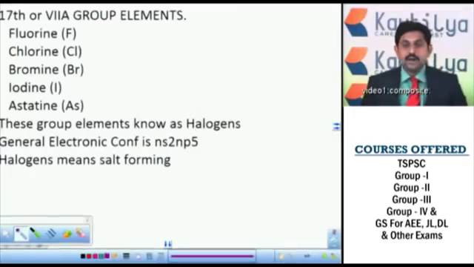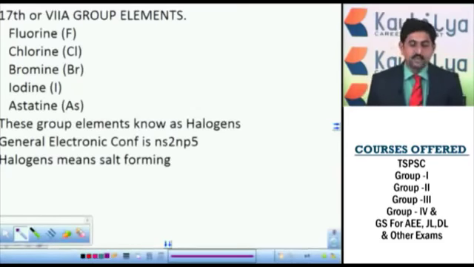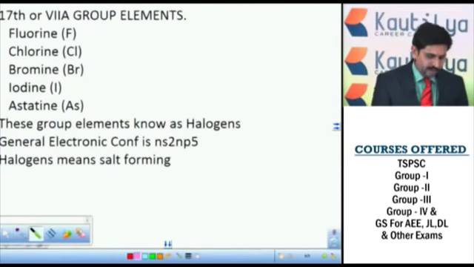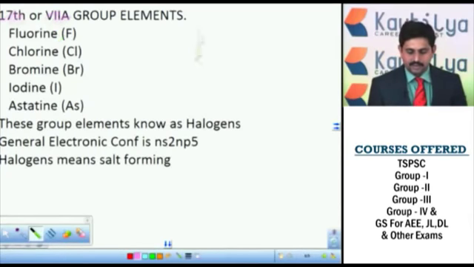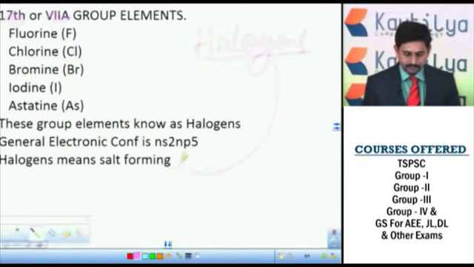Now we are moving to another group of family, that is the 17th group elements or 7A group elements. These are generally called halogens. Halogens means salt forming. So the first element of this group is fluorine.